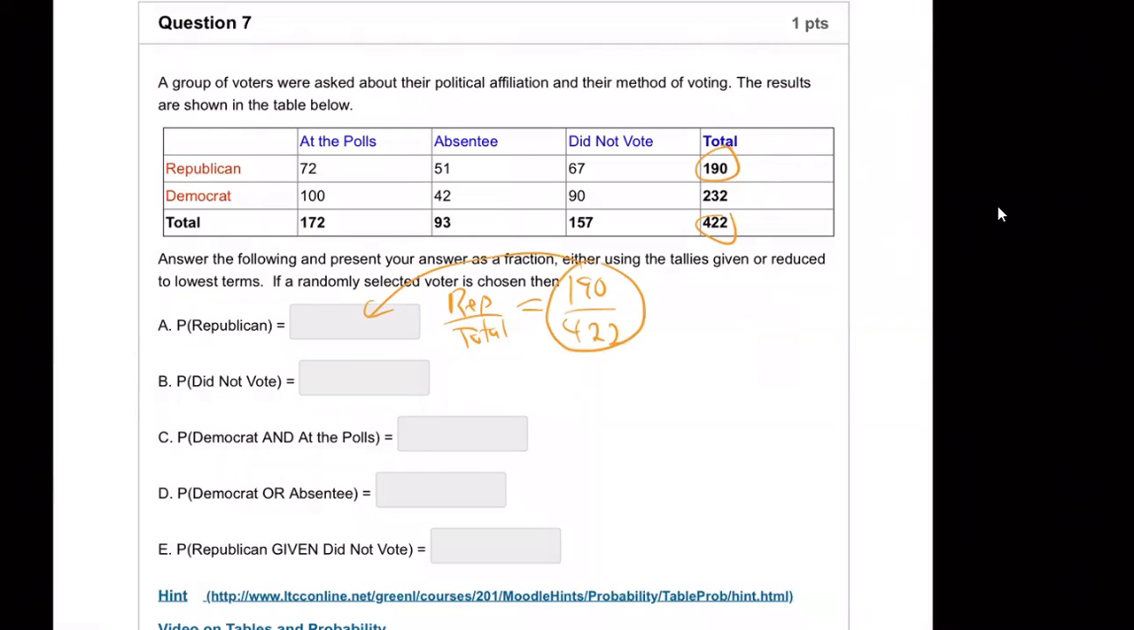Next, did not vote. How many people did not vote? Right there, 157. So that's going to be 157 over the total. Probability is always over the total.